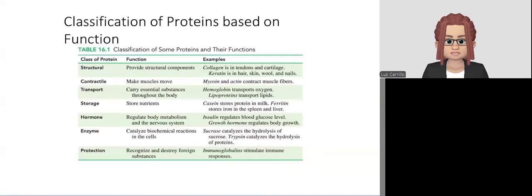Proteins can be classified based on their function, and the different functions that they have include structural functions because they provide structural components. Proteins can be contractile because they make muscles move. They can be involved in transport because they carry essential substances throughout the body. They can be involved in storage because they store nutrients.